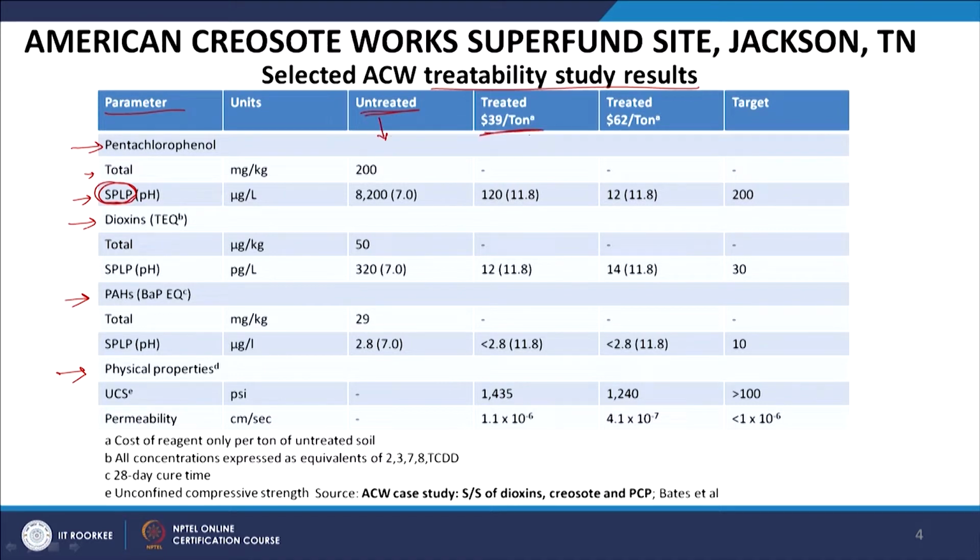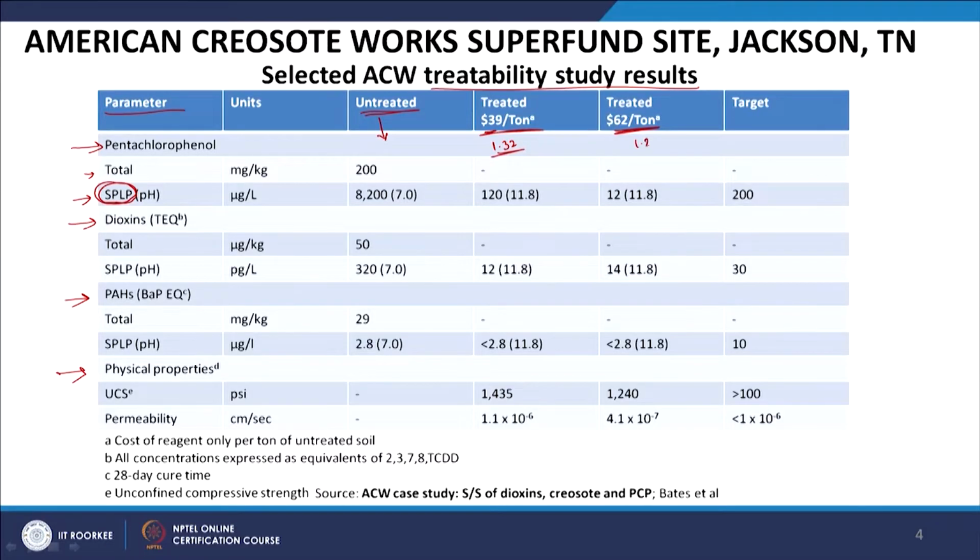So treated, one option with respect to the 39 per ton where we had 1.32 after treatment of 1 ton. And here again the 62 per ton site where they used the proprietary materials, I think it was around 1.26 after treatment, right. And the target was obviously, as you see, different values out here. So let us just look at this data after leaching: 8,200 for untreated. After treatment by this particular 39 per ton or 1.32 option, they ended up with 120, pardon me. And then here it is 12.